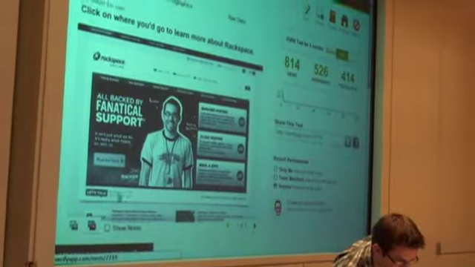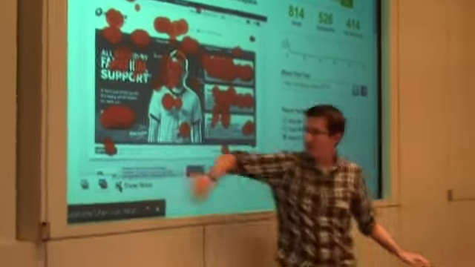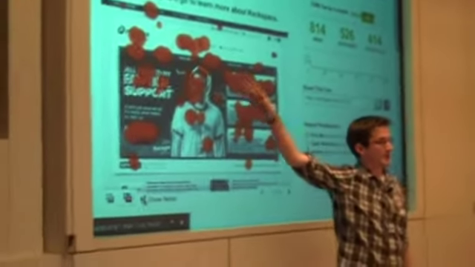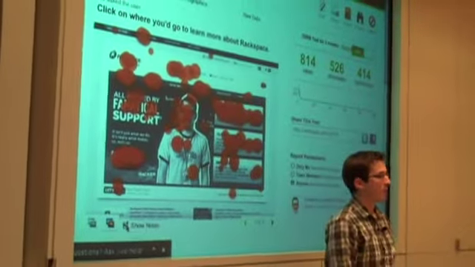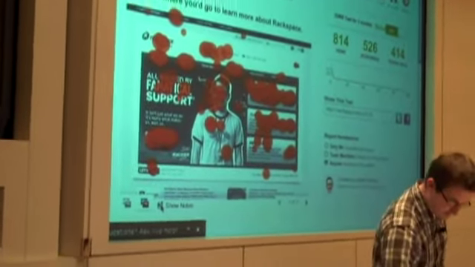You can turn the color on and off. You can actually see that most people went for the big green button that we went for, and went for a large block up here, which is information about their hosting services. So this actually backed up what Rackspace wants to get out of their homepage. They want people going to the right places.